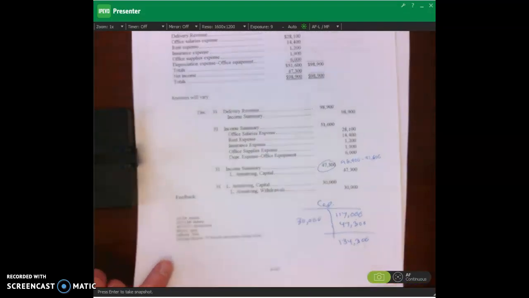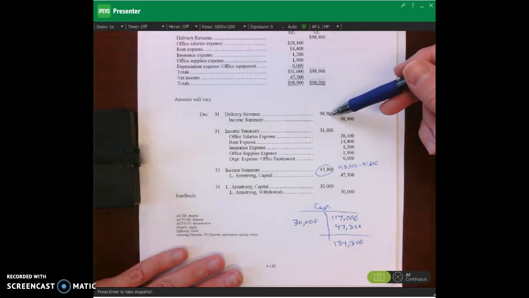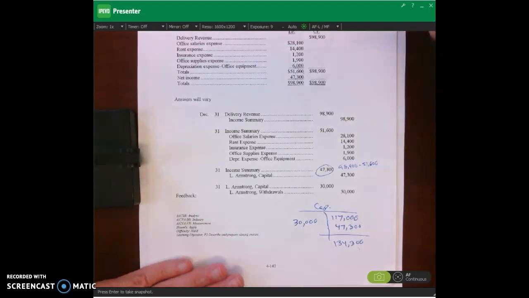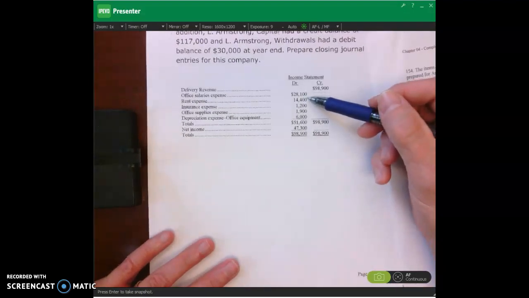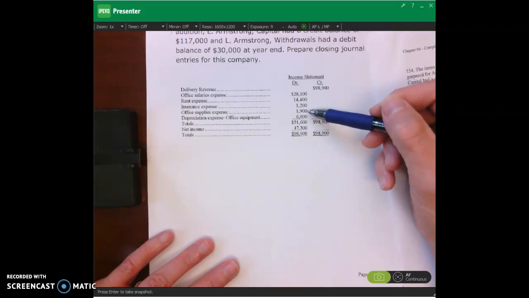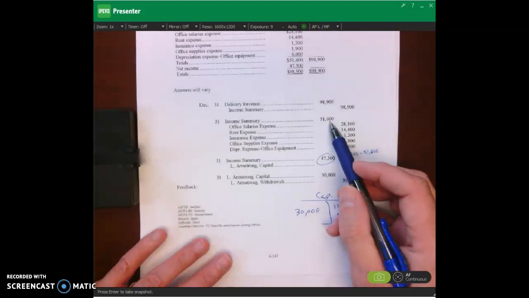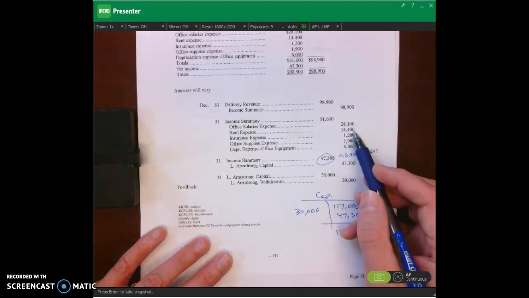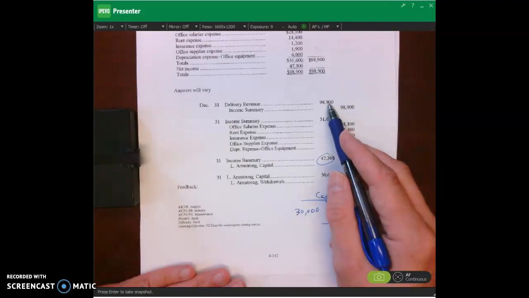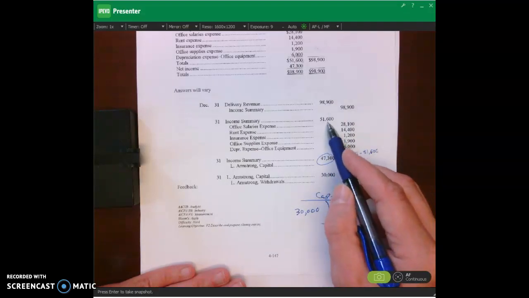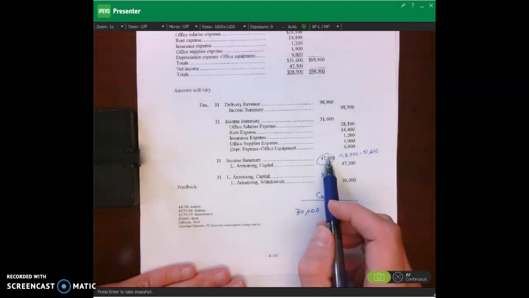The first one that we'll do is close out our revenue account. So we debit delivery revenue, credit income summary. And then I add up my expenses, my $28,100, $14,400, $1,200, $1,900, and $6,000. I add up all those, and that becomes my debit to income summary right there. And then I credit each one of those accounts. And then we're told the net income, but you can also see by taking $98,900 minus the $51,600 gives me net income of $47,300. That's where we got this number.